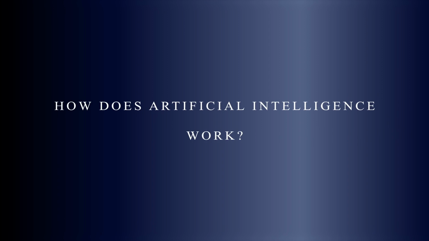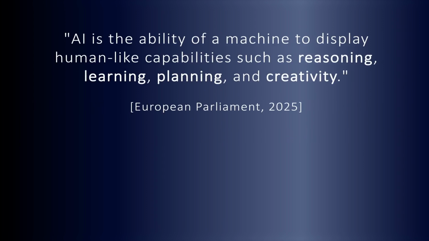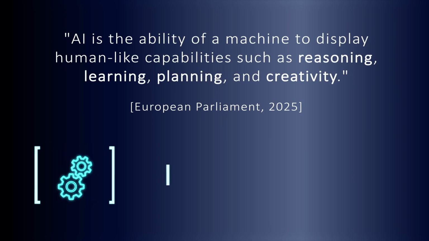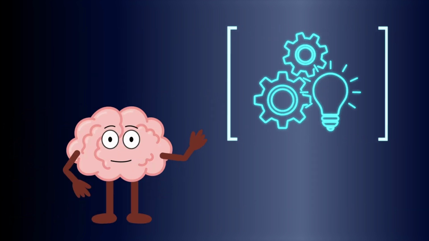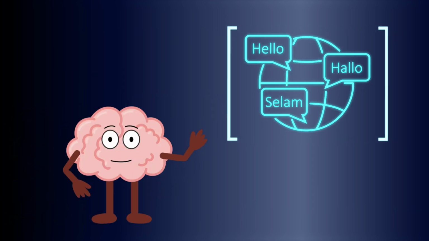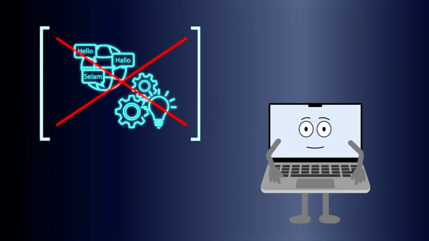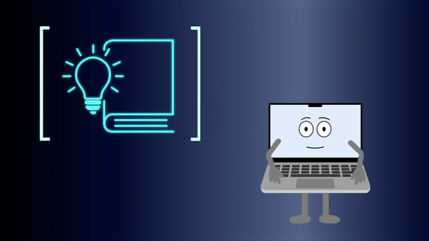So, let's get started. As you already know, AI is the ability of a machine to display human-like capabilities such as reasoning, learning, planning, and creativity. This power usually needs human intelligence for problem-solving or language comprehension. Computers do not have these abilities from the outset. They have to learn them, just like us.